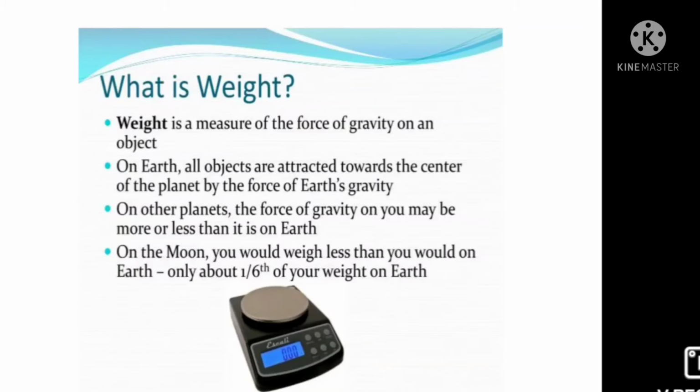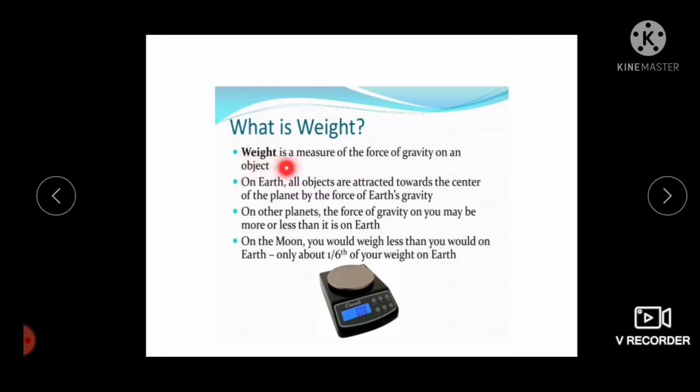What is weight? Weight is the force exerted by the Earth on a substance or any object. Weight of any object is measured in Newton. Weight is a measurement of the force of gravity on an object. On Earth, all objects are attracted towards the center of the planet by the force of Earth's gravity. On the Moon, you would weigh less than you would on Earth, only about 1/6 of your weight on Earth.